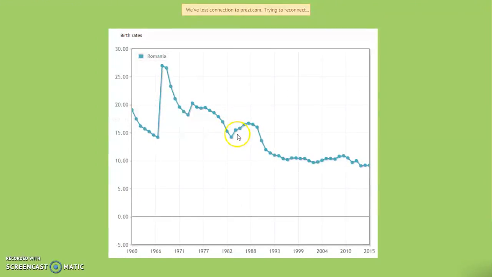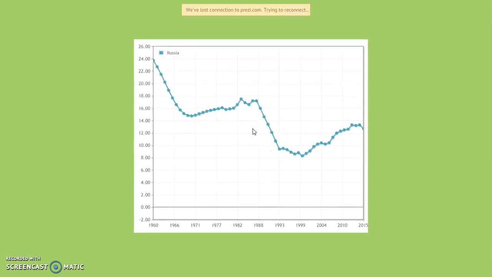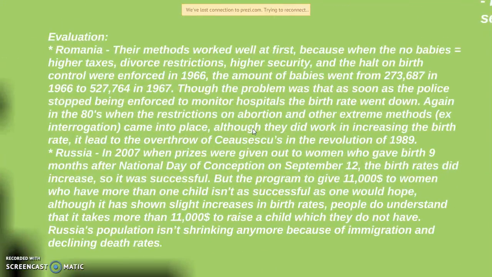But then in the 1980s, more specifically 1986, we see this increase over here. This is when their new president, or I'm not really sure what he was, came up with the abortion restrictions and the interrogation methods. But here in 1989, it starts decreasing again. This was because the Romanians revolted and got rid of, I'm really not sure how to say his name, but shot this guy right here in the revolution of 1989.